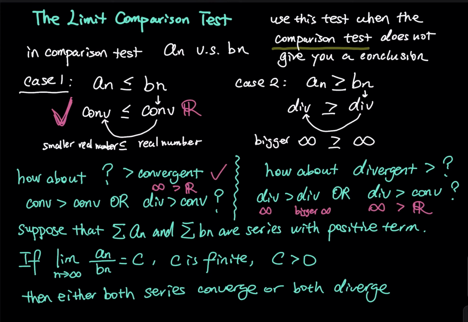All right, so here is the limit comparison test. Suppose that we have two series, AN and BN, with positive terms. Here is what we have to do. We have to set up the limit, and then we set up a ratio AN divided by BN. If that is equal to C, and if C is finite and C is greater than 0, then either they both converge or they both diverge. So that's how the limit comparison test works.